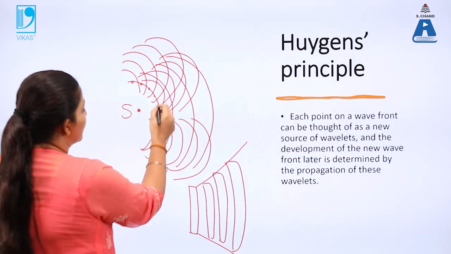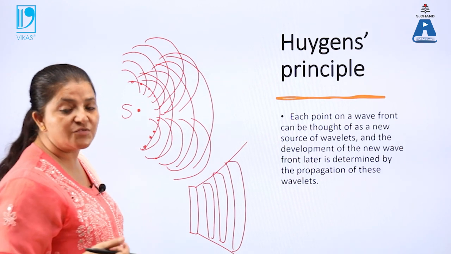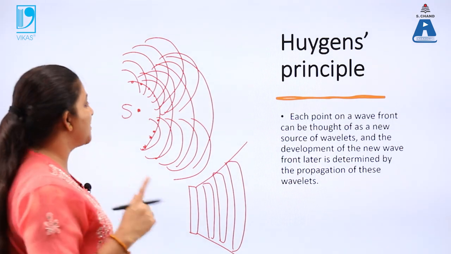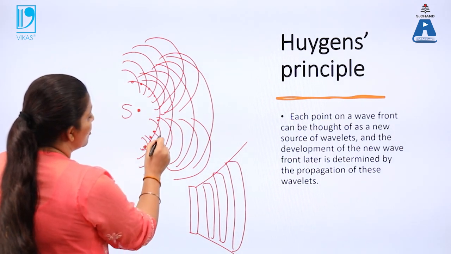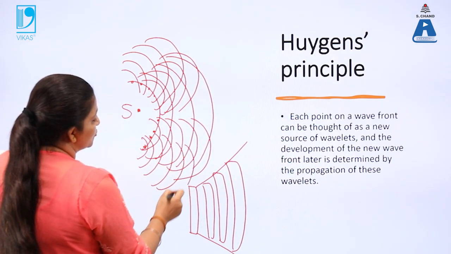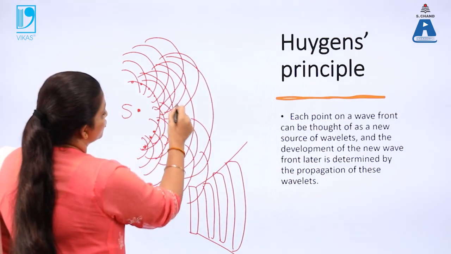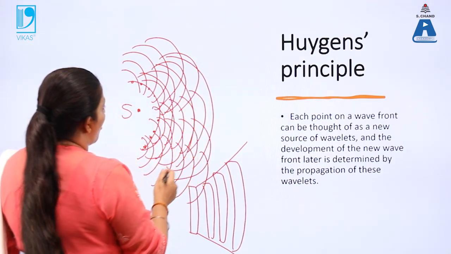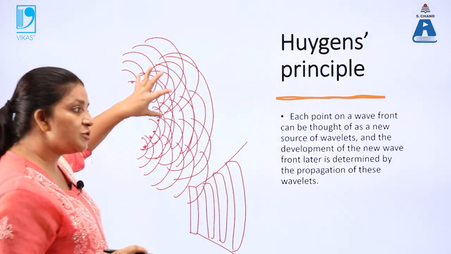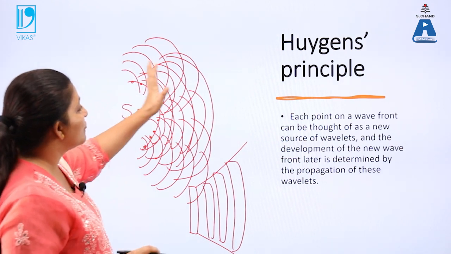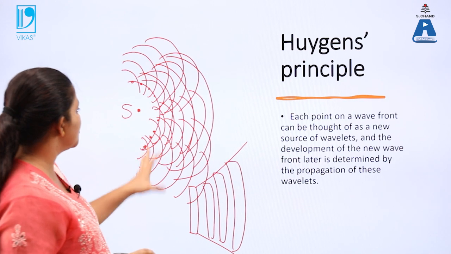Now there are multiple points, or you can say infinite points, present on the first wavefront. Each point will act as a source of secondary wavelets. These wavelets will also travel in space, and again act as sources of secondary wavelets. All these wavelets will superimpose on each other, and how they superimpose is explained by the superposition principle.